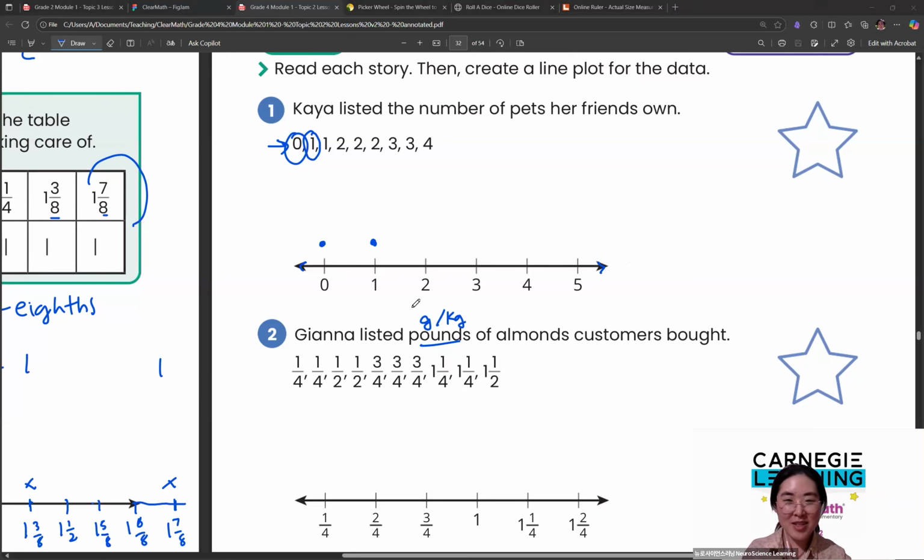And Levi, how are you going with this line plot? I made it. Great. And Hajin, are you almost finished? Yes. Awesome. Let's go through it. So 1 friend has 0 pets. 2 friends have 1 pet. 3 people have 2 pets. 2 people have 3 pets. 1 person has 4 pets, and nobody has 5 pets. Did you get it right? Yes. Great.